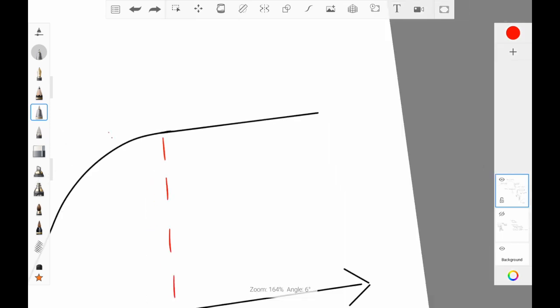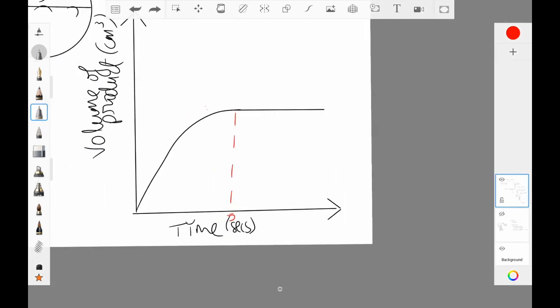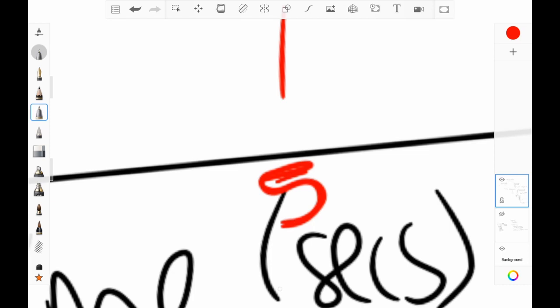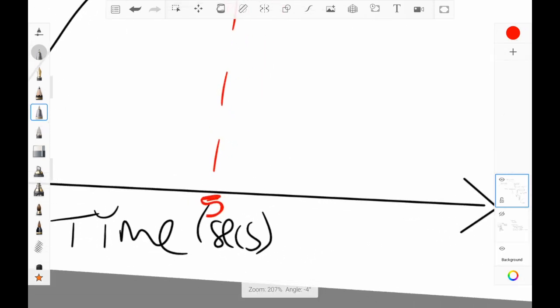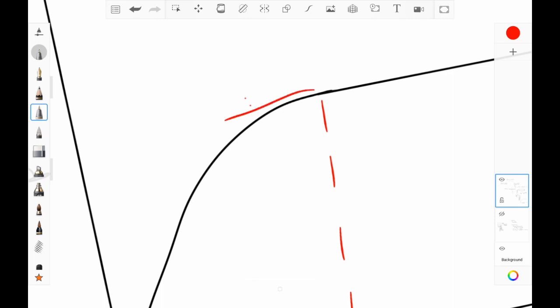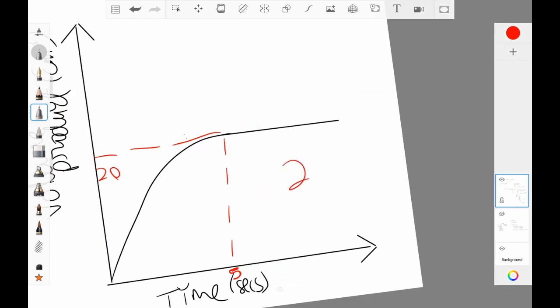And there are actually 2 ways of calculating the rate of reaction. You can either take the average rate of reaction. So let's say I asked you to calculate the average rate of reaction at 5 seconds. You would just take whatever volume of gas is at that point. Let's say it's 20 cm cube. So you could just do 20 over 5, which is 4, and it would be 4 cm cube per second.